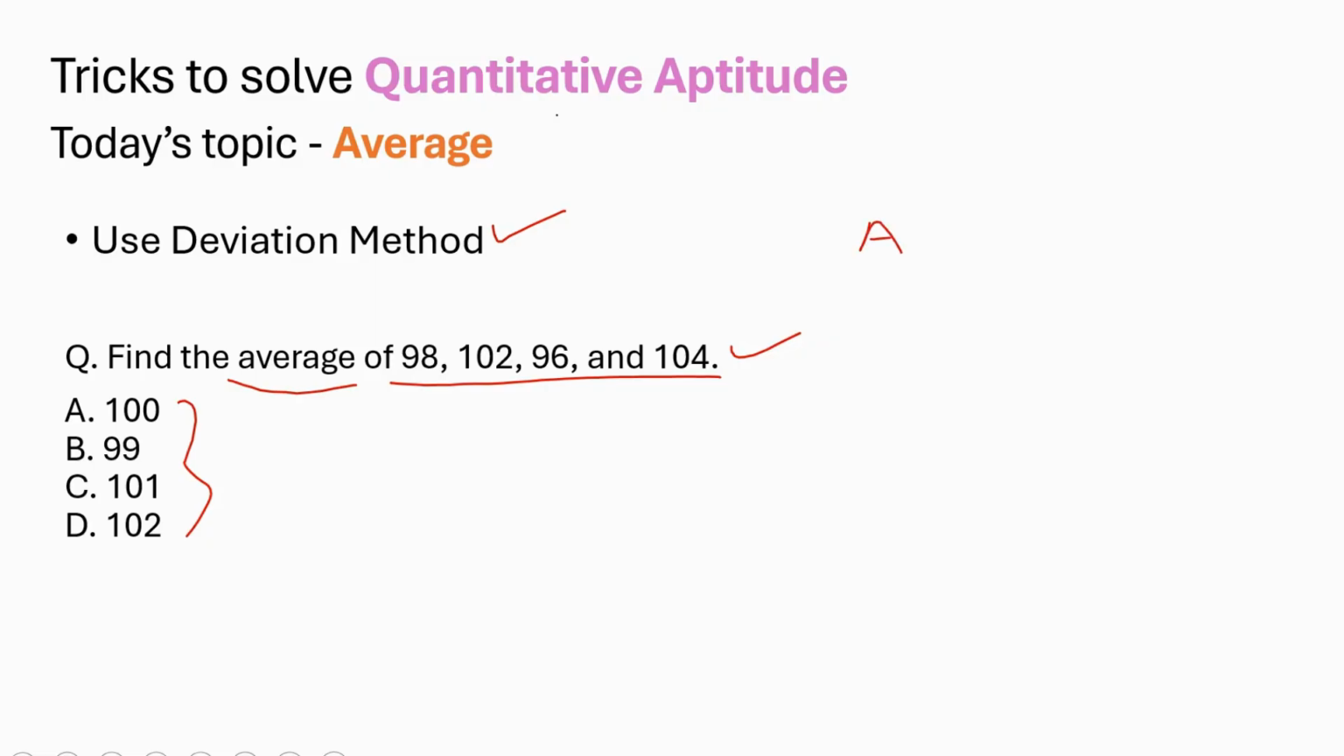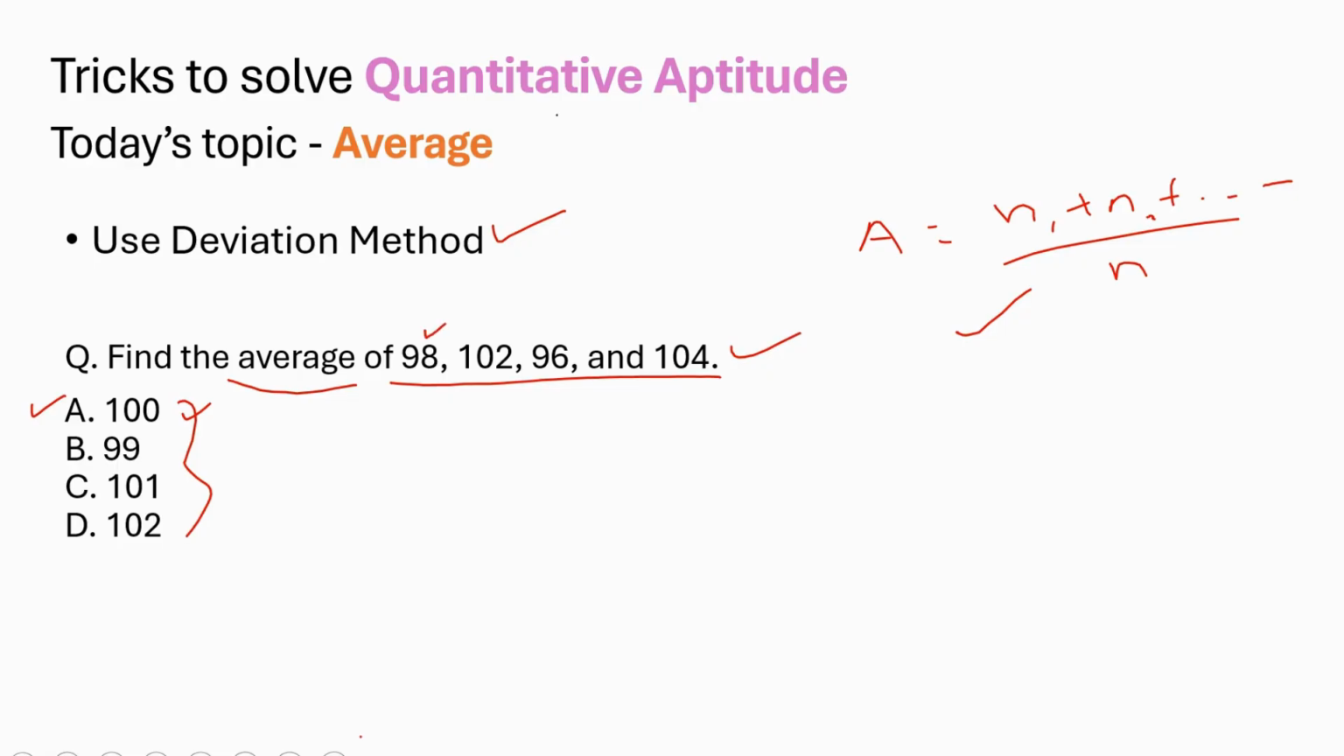We know that average is the sum of numbers 1, 2, 3 up to n divided by the total number of elements. But this is the lengthy method. Instead, you use the deviation method so that you will find the average quickly. So what is the deviation method? In the deviation method, we take the options one by one and try to find out whether it is the correct answer or not. So in the deviation method, suppose I'm taking 100.